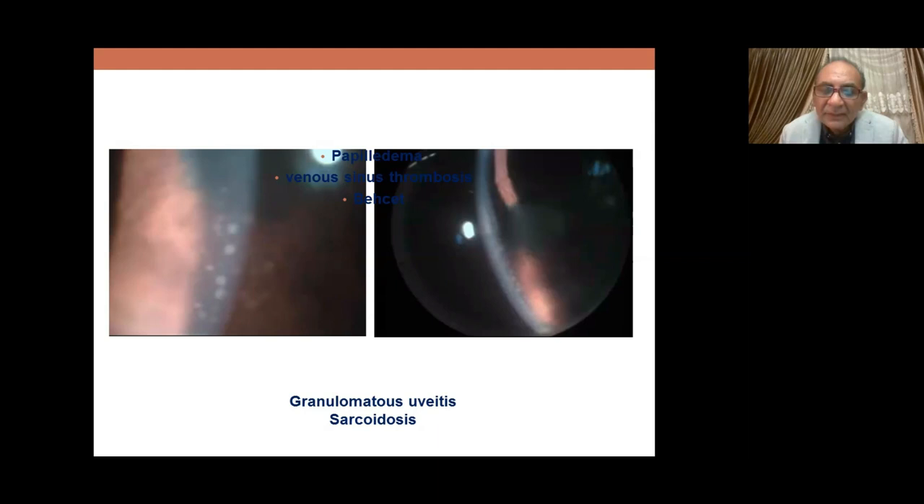CT scan or chest X-ray finding, a parenchymal finding that goes with sarcoidosis. And there is another test, but we don't do it often, like bronchoalveolar lavage, where we find a high ratio of CD4 to CD8. So if you find one or three of these tests and three intraocular signs, this is a probable sarcoid. So we can depend on this and start the treatment. Right.